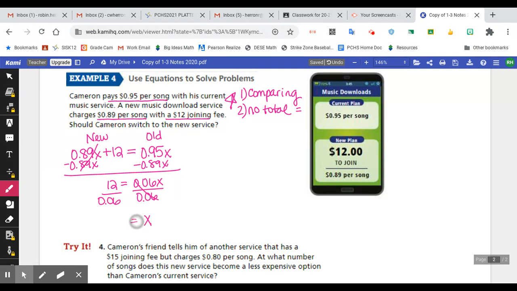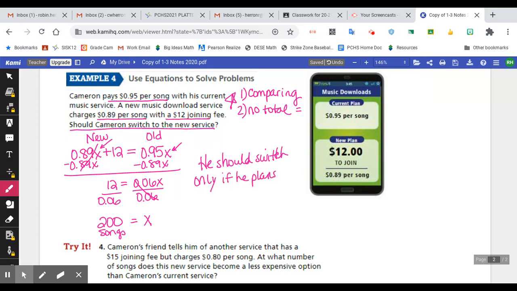then x equals 200. Now, x stands for songs, right? The other part is that doesn't answer our question. Should Cameron switch to the new service? So the part that's important here is he should switch only if he plans to download more than 200 songs.